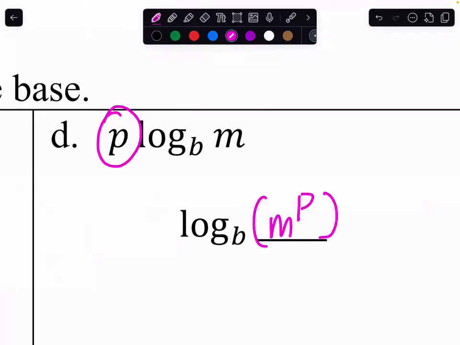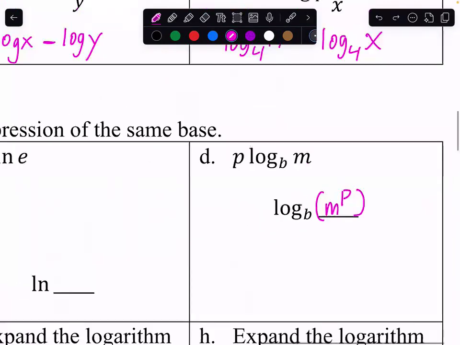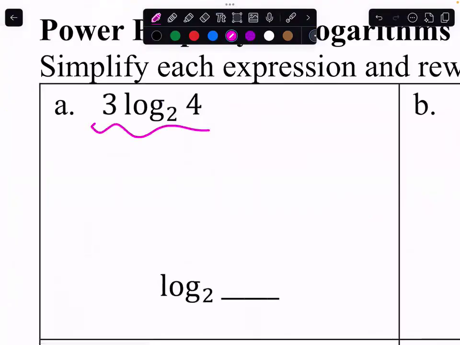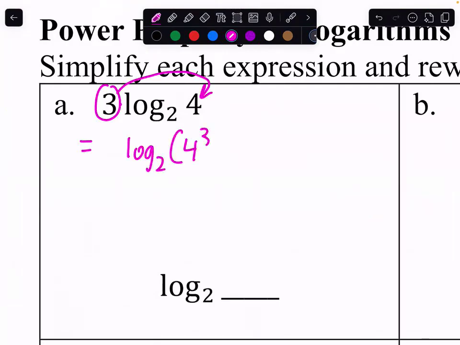Okay, so this coefficient can move up to become an exponent on the argument. Okay, so this can turn into this. Okay, so looking back over here, this 3 log base 2 of 4, which means 3 times log base 2 of 4, we can rewrite this as log base 2 of parentheses 4 to the 3rd power.